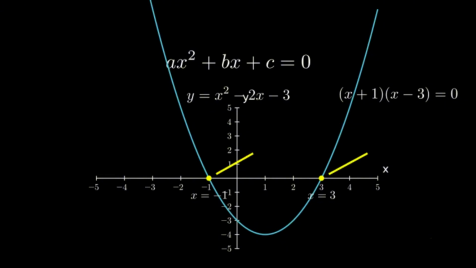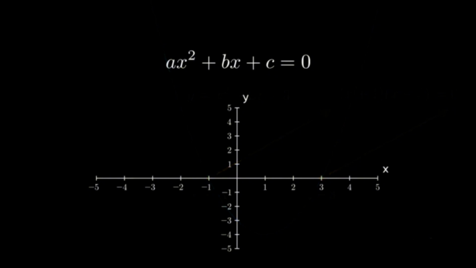Each factor corresponds directly to a root. When x equals -1, the first factor becomes 0, and when x equals +3, the second factor becomes 0. This makes the entire expression equal to 0, confirming our solutions. However, factoring only works easily for certain quadratics.